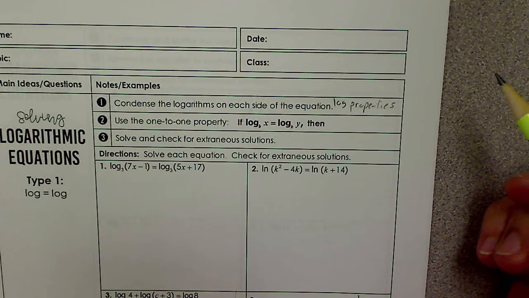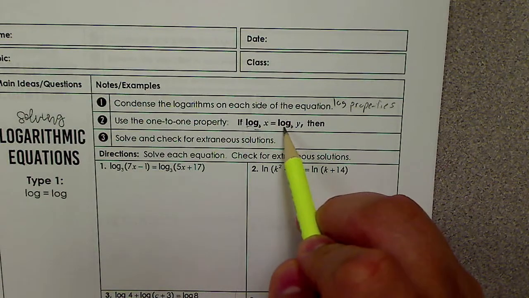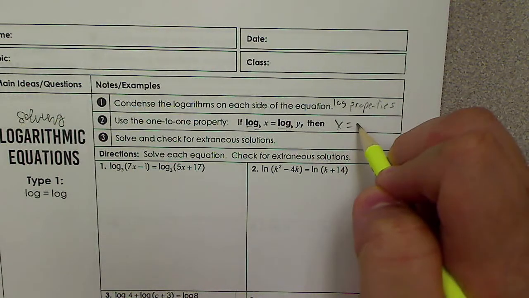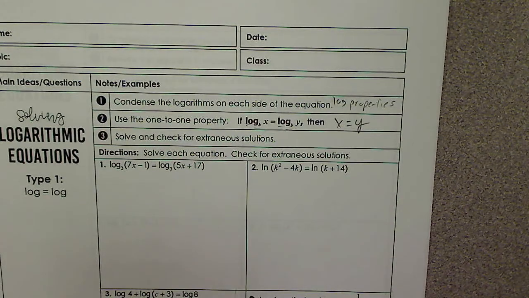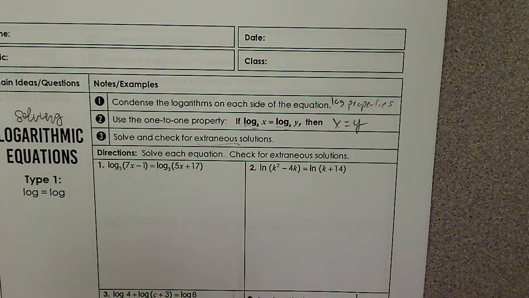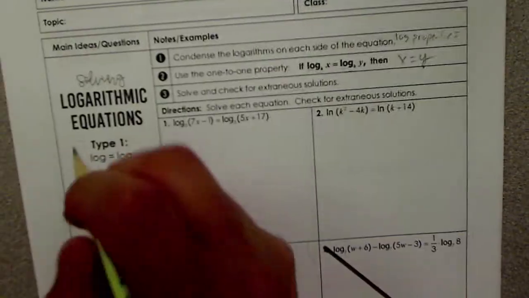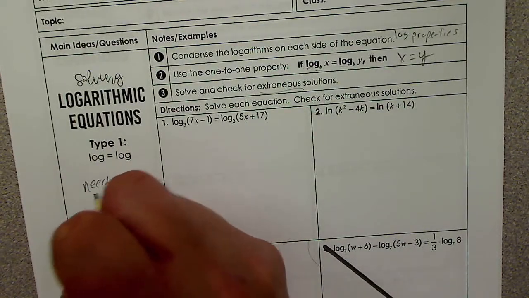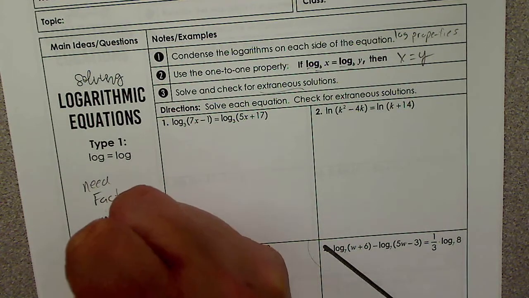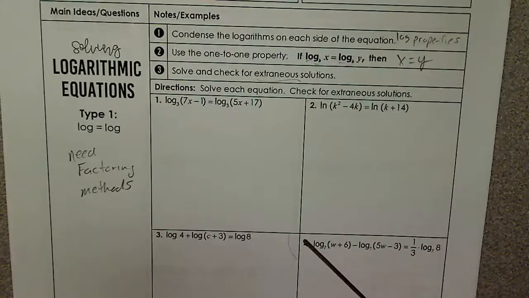Second thing is that when we have logs with common bases, all we have to do is set the arguments equal to each other and solve it. So it's very similar to that. And then make sure we check for extraneous solutions. This is where you probably will need a calculator. What extraneous solutions mean is that if you get an answer, you're going to plug it back in and see if it actually works. And the other thing is that we'll probably be using some factoring methods. I will tell you where those will pop in a little bit.